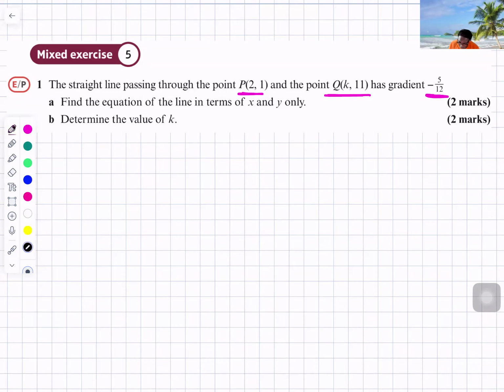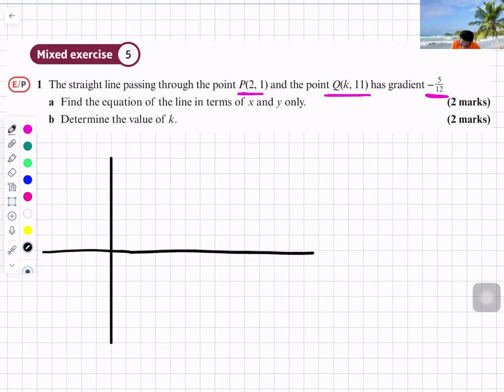So the first thing you do, did you sketch it? Did you sketch a diagram? I sketched a diagram, but it was kind of rough. Yes, that's what a sketch is. Sketches are supposed to be rough.